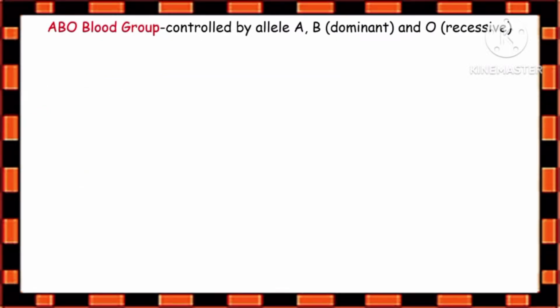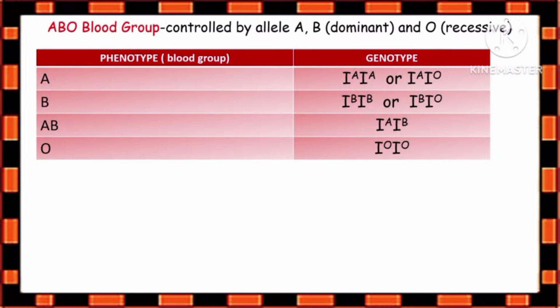Okay, students, now let's look at the human blood group. For humans, we have the ABO blood group, which is controlled by three alleles, allele A, B, and also allele O. Alleles A and B are dominant alleles, while O is a recessive allele. So, the phenotype or the blood group for humans can be either A, B, AB, or O. Then, the genotype is written like what is shown in the table. We use the letter I for the blood group.